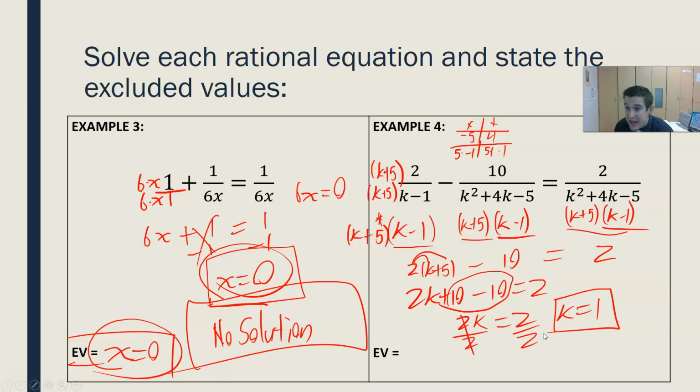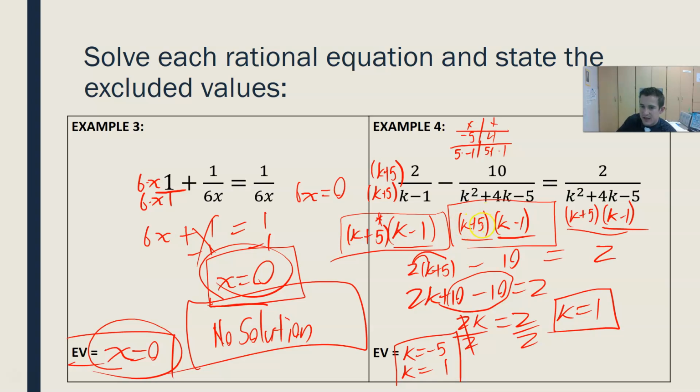Or so I think. I need to double check and make sure that that solution is not also an excluded value. So let me look at these denominators before I simplified. Here were all my denominators, k plus 5 times k minus 1. If I were to set each of those equal to zero, I'm going to get k equals -5 and k equals +1 as excluded values. Because if I put -5 in here, -5 plus 5 is 0. If I put 1 in here, 1 minus 1 is 0. I can't have 0 in the denominator.